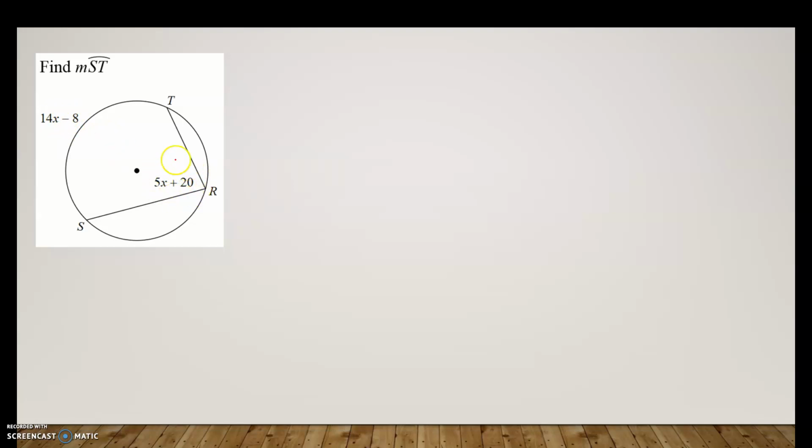I'm just going to double this guy. So I'm going to take 2 of my inscribed angle, 5x plus 20, double him, and set it equal to 14x minus 8. Again, your inscribed angle is half of the arc, so 2 of them is going to be the same as 1 of those. When I distribute here, I'm going to get 10x plus 40 is equal to 14x minus 8.